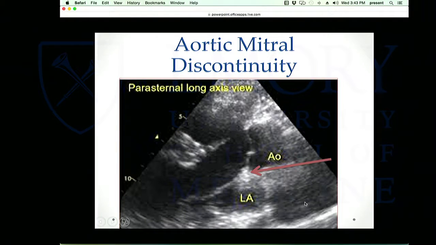But with lack of continuity between the aortic and mitral valve, you see this big, thick chunk of muscle, and this is conal tissue. This is what you usually see surrounding the pulmonary valve. So this is the mitral valve and the aortic valve.